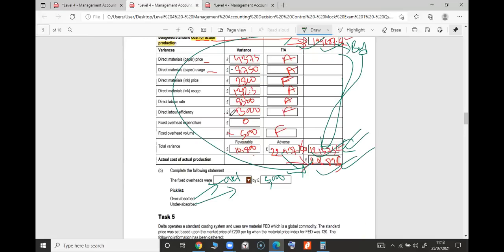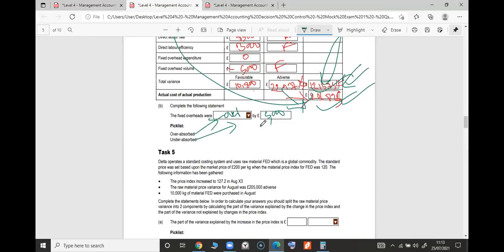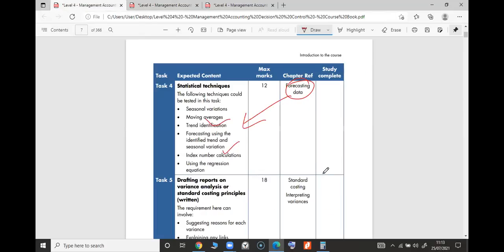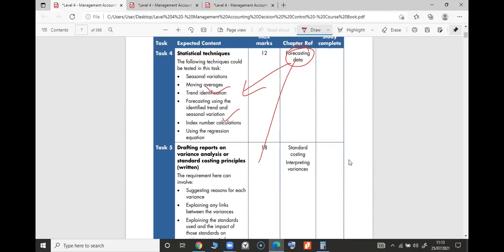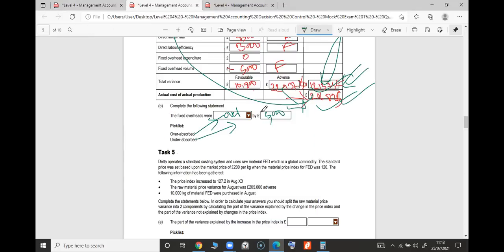Moving on, we are short of time. Only half of the questions we have done. We still have to do 5, 6, 7, and 8. And 5, I believe, is going to be a big question. So before the break, we aim to finish question number 5. Task number 5 is basically going to be forecasting. They said standard costing, interpreting the variances, talk about the variances, but I believe this time it is going to be a bit of forecasting.